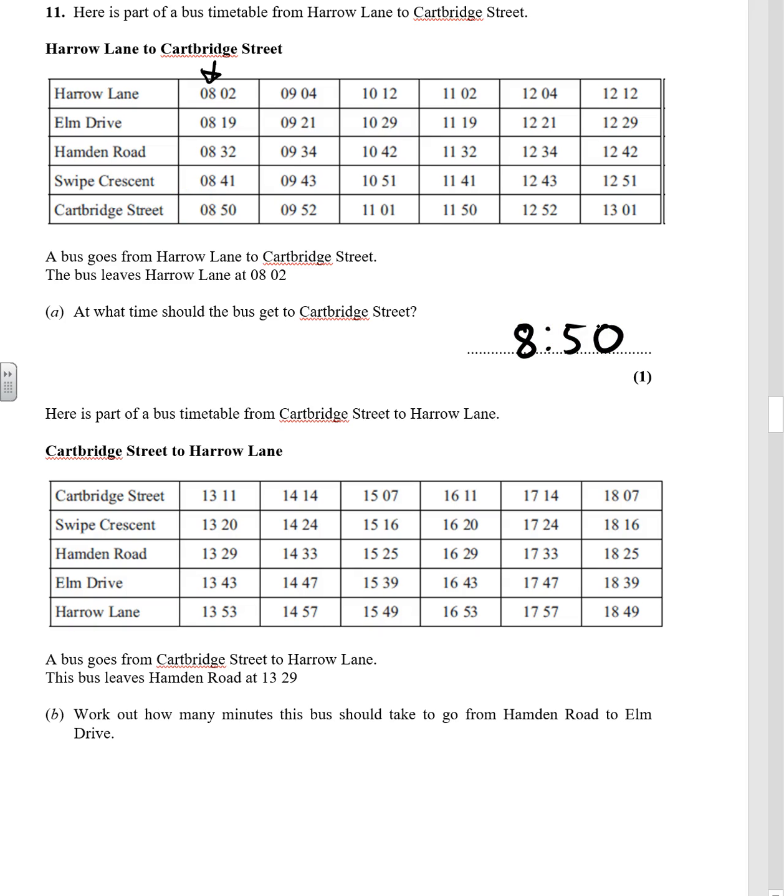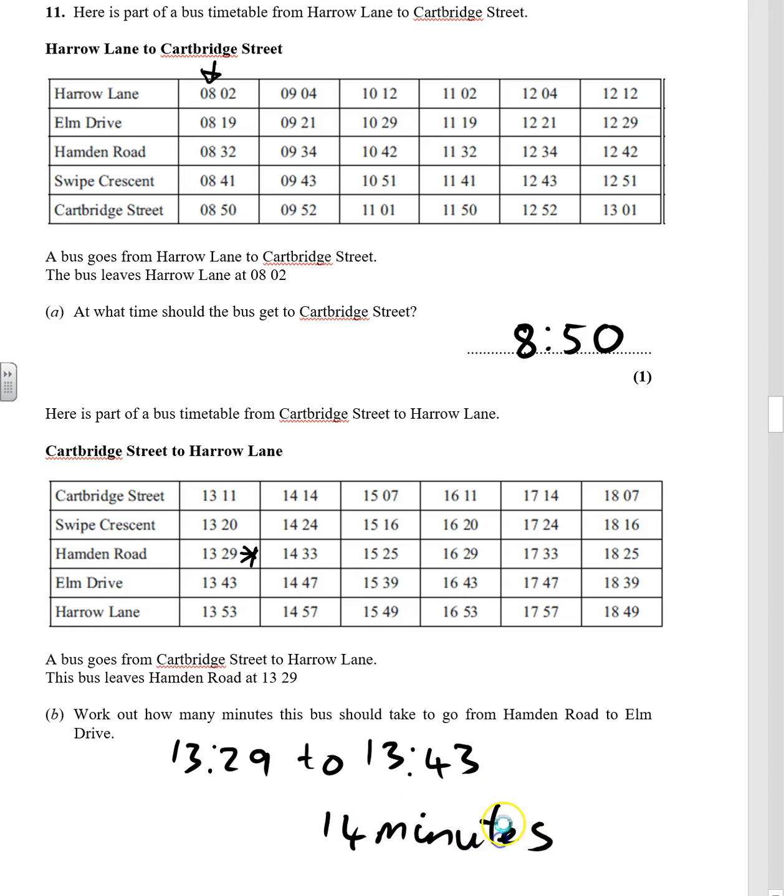Okay, another bus timetable. This time we're going from Cartbridge Street to Harrow Lane. The bus leaves Hampden Road at 1:29 or 13:29, so this bus here. Work out how long this bus takes to go from Hampden Road to Elm Drive. So in other words, from 13:29 to 13:43, so the difference in 43 and 29, 14 minutes.